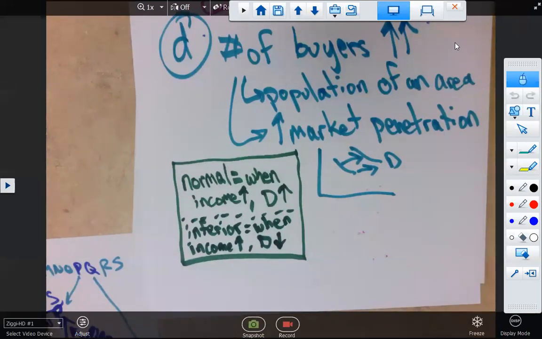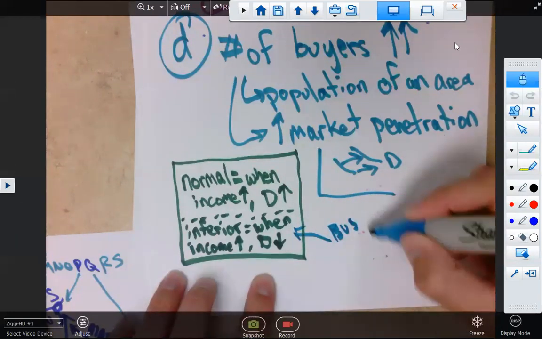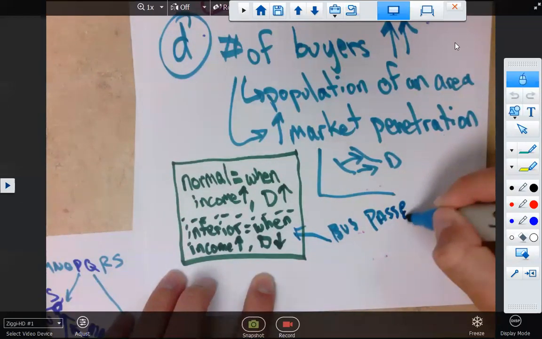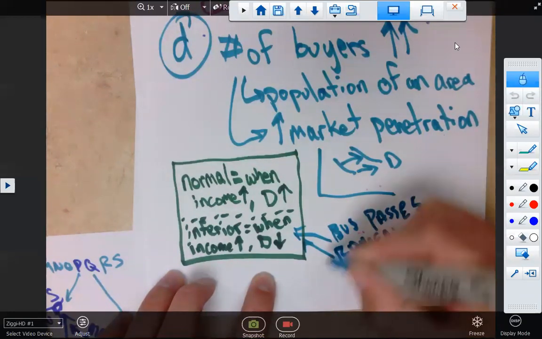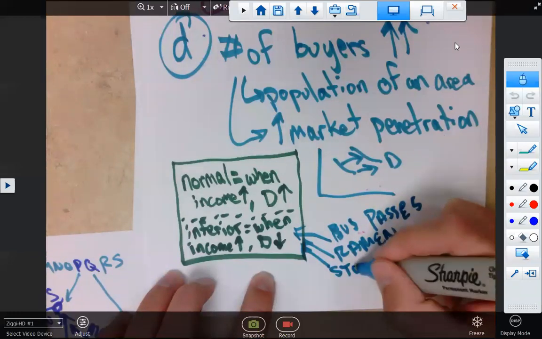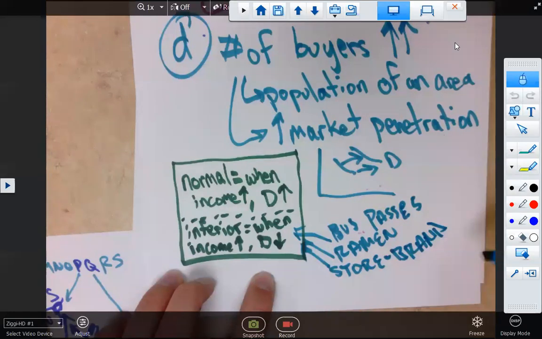So any questions on those definitions of normal and inferior goods? So it's defined by the consumption patterns of the public, right? So like I said, bus passes, let's just do bus passes, ramen, and store-bought anything, store brand stuff.